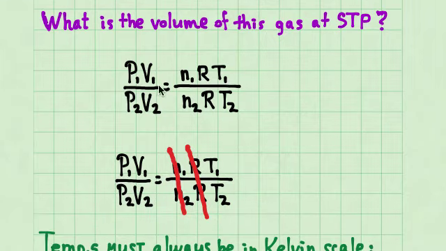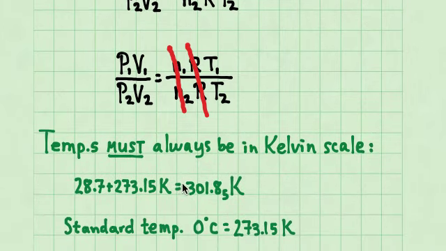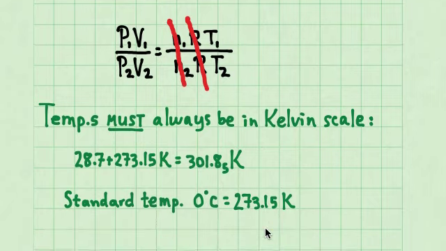Well, I might use this one, but I realize the number of particles isn't changing and the gas constant isn't changing, so I can cross those out. I will need to use Kelvin temperature, so I add 273.15, and my standard temperature is just 0 Celsius, which is 273.15.